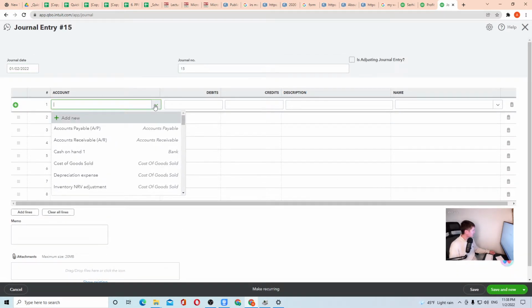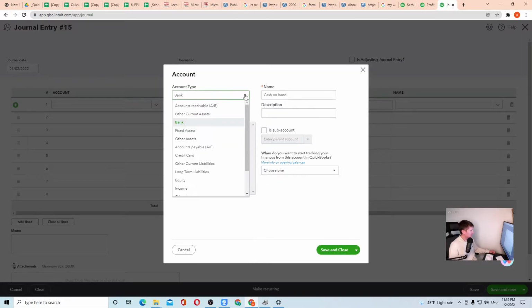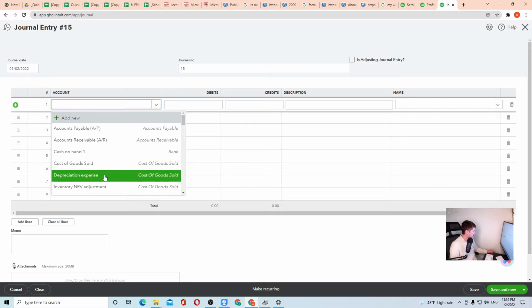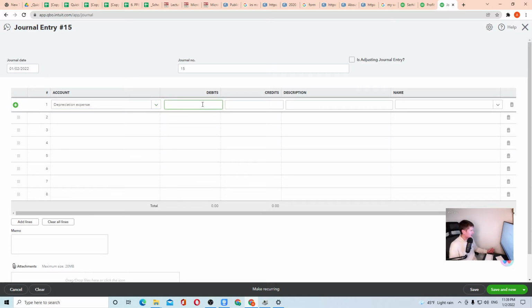So we need to debit depreciation expense. If you do not have a depreciation expense account, you can add one. You can select cost of goods sold. Actually, probably other cost of services, and just call it depreciation. But I've already got one, so I don't need to do that. I created it the same way. And so our total depreciation is an expense, so it increases by debit.